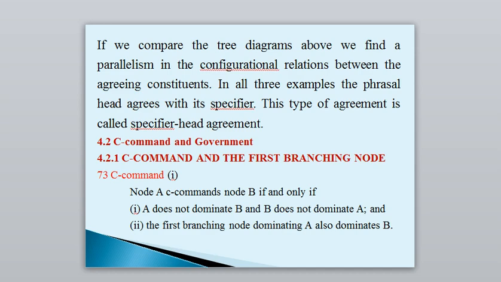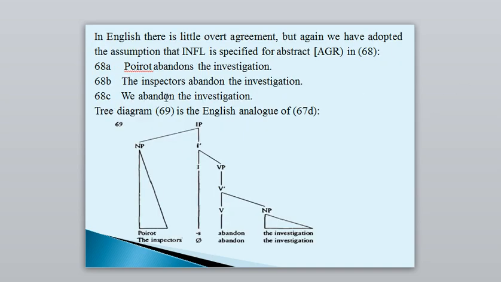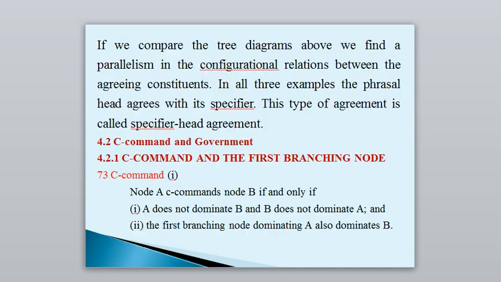If we compare the tree diagrams above, we find a parallelism in the configurational relation between the agreeing constituents. In all three examples, the phrasal head agrees with its specifier. We call this type of agreement specifier head agreement. So again, look at the tree diagrams of these three examples. We call them specifier head agreement. But what is C command or government? C command and the first branching node. First, the definition of this term, C command.